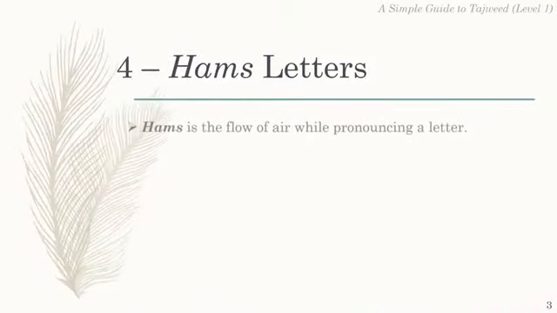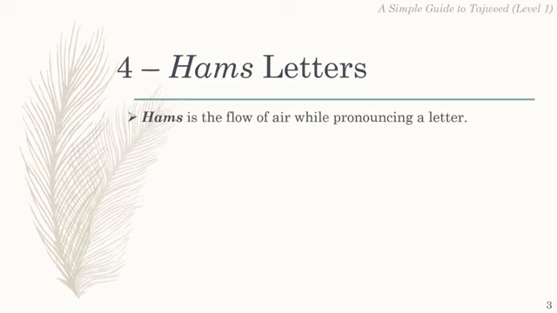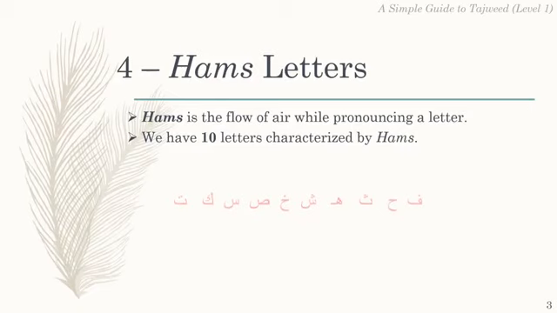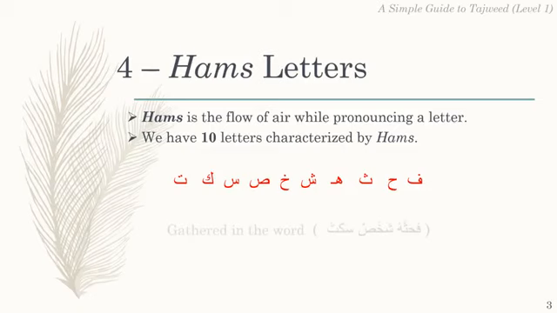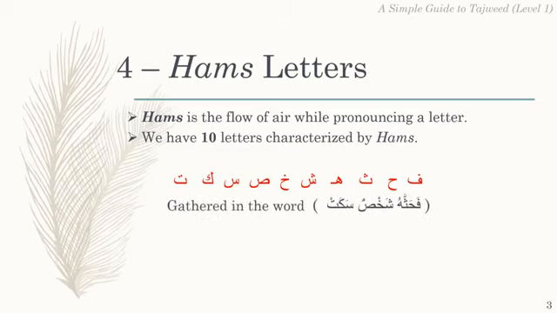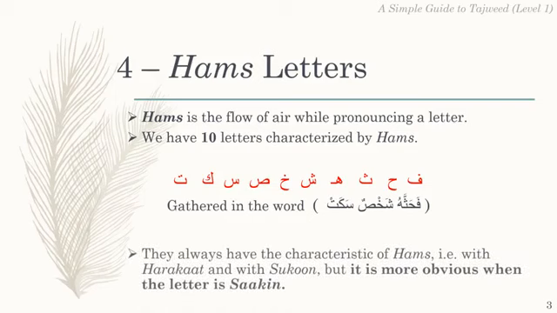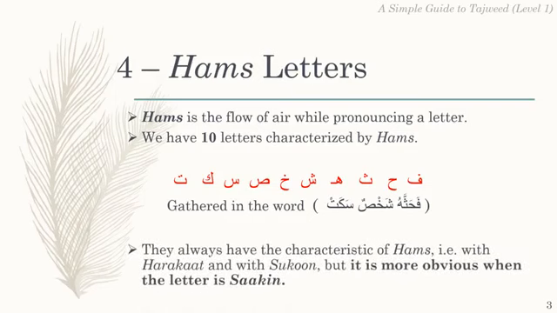Hamz is the flow of air while pronouncing a letter. We have 10 letters characterized by hams: fa, ha, tha, ha, sheen, kha, sad, seen, kaf, and ta, gathered in the phrase "fahathahu shakhsun sakat." They always have the characteristic of hams, but it is more obvious when the letter is second.